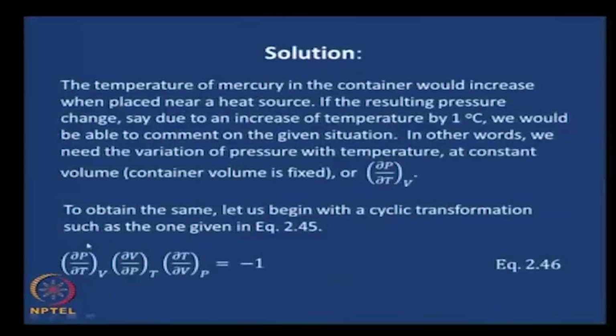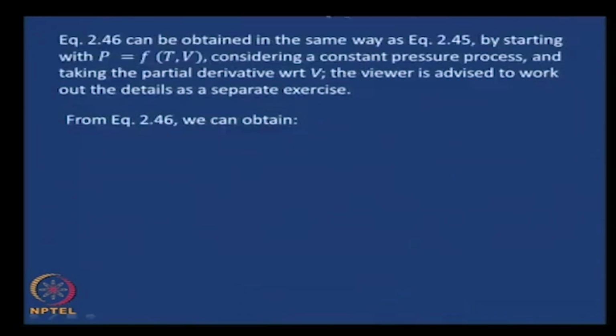So I am going to give you another 10 minutes before you can go on the side. I would like you to derive this expression 246, (∂P/∂T) at constant V, (∂V/∂P) at constant T, (∂T/∂V) at constant P equals -1, using this particular route. Please go ahead and do this, please take about 10 minutes for this.